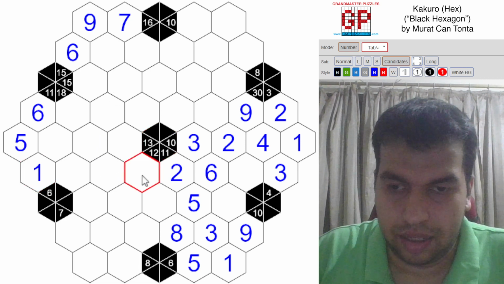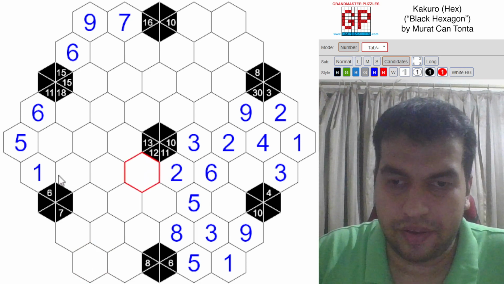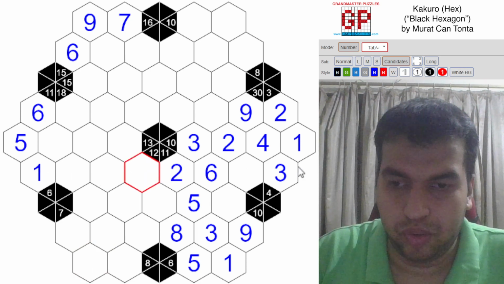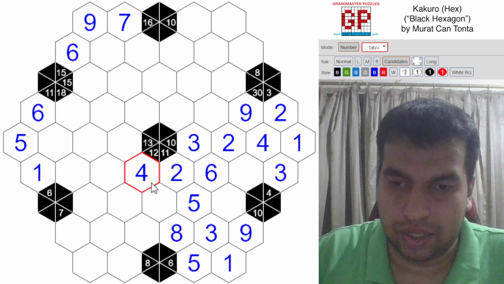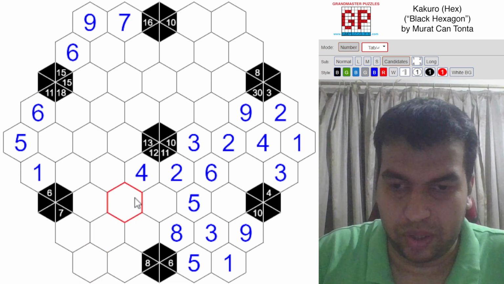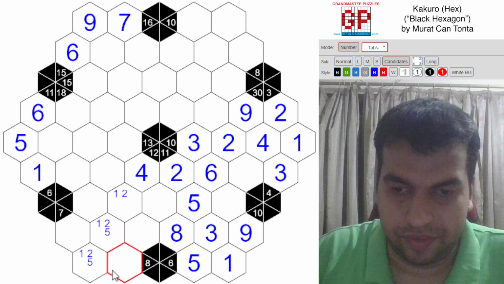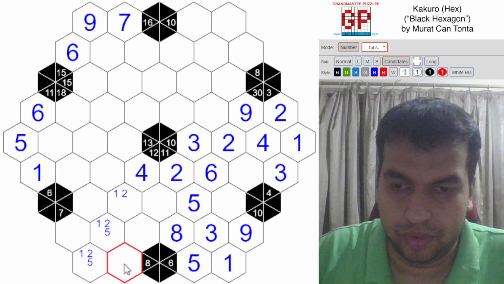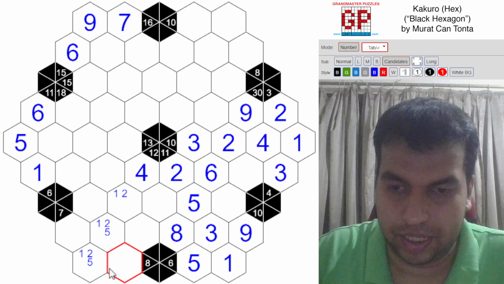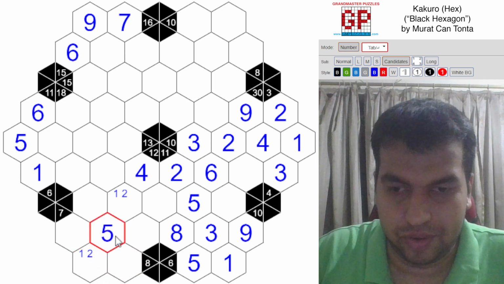Now this cell, this 12 sum over here, it can't have 1, it can't have 2, it can't have 3, and it can't have 5 or 6 either. So it can only have 4, and these will have 1, 2, and 5. So this is a 1, 2 because there's a 5 here, and 1, 2, and 5 over here. Now, if this is a 5, you would have a 3 here, which for the 8 sum, breaks with this 3. So the 5 goes here.